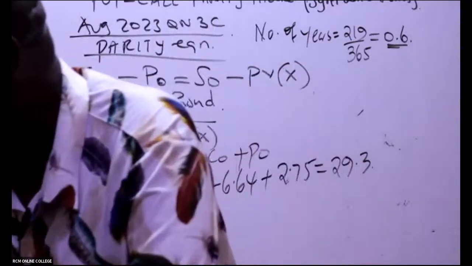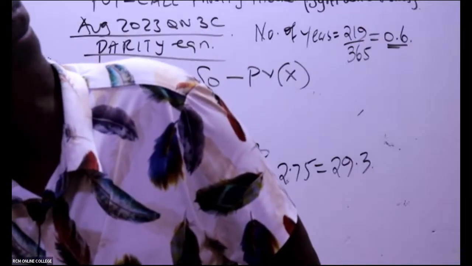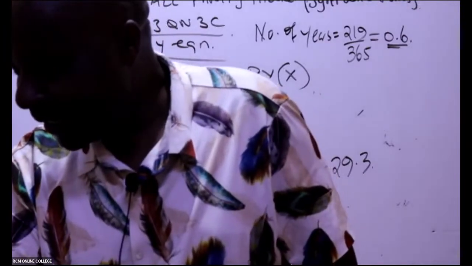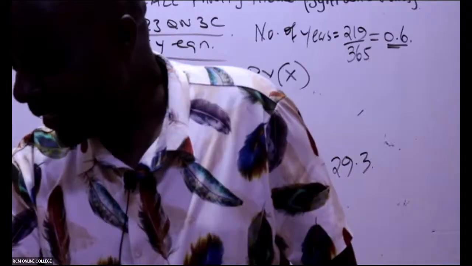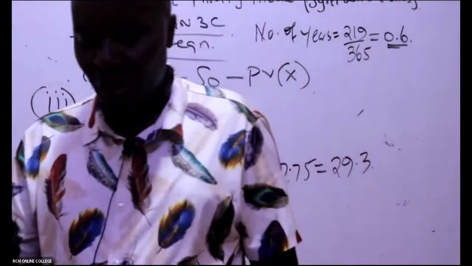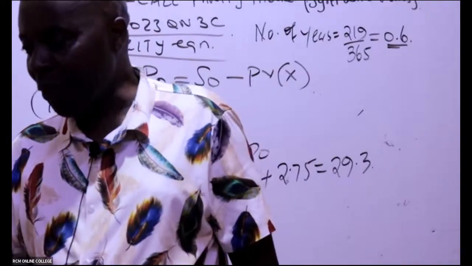All right. SO is the stock price, the one that is provided there. Remember, CO is call price. PO is put price. X is the strike price.